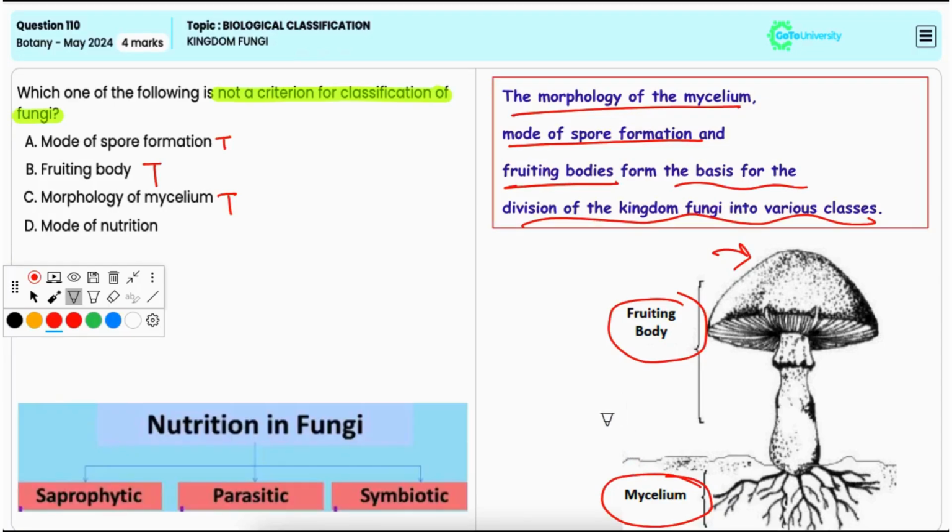Option D, mode of nutrition. Now, all fungi are heterotrophic, and their mode of nutrition, whether it is saprophytic, parasitic, or mutualistic, is not used as a classifying feature because it actually overlaps different groups. Hence, it is not a criterion and thus it is the correct option.